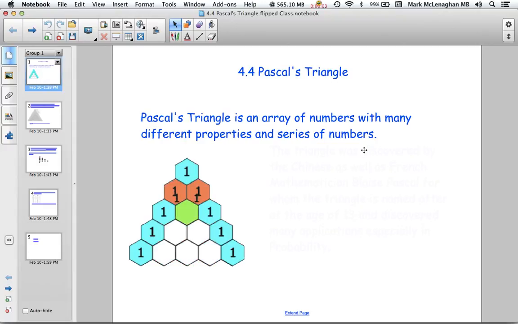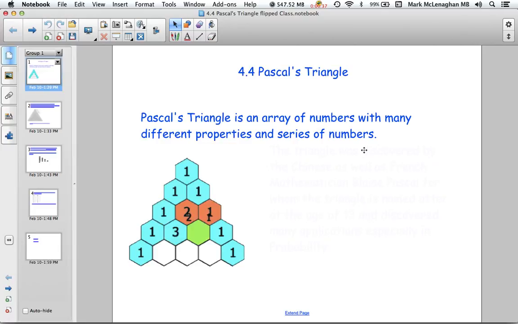Right, 4.4, Pascal's triangle. So we're going to be stepping away a little bit from permutations and looking at Pascal's triangle. It may at first seem kind of odd why we're doing this, but it does make sense in that we're still counting numbers, but in a slightly different way. Pascal's triangle, as it says, is an array of numbers with many different properties and series of numbers. Mathematicians can spend their whole lifetime just looking at Pascal's triangle and find different patterns for different situations.